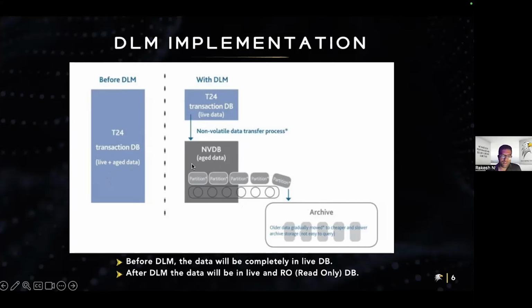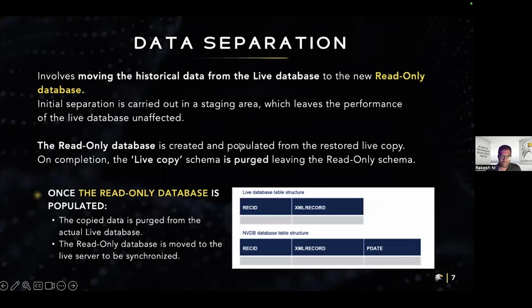So when we are trying to fetch the details from the non-volatile database, it will be faster. Live will be faster anyway because data is moved, and RO will also be faster because it's indexed and taken care of. So this is what we are doing: splitting the live into live and RO and interlinking it. Whenever we want the details from RO, we can fetch it accordingly. How we can fetch it, I'll let you know. So this is data separation. How is it done?